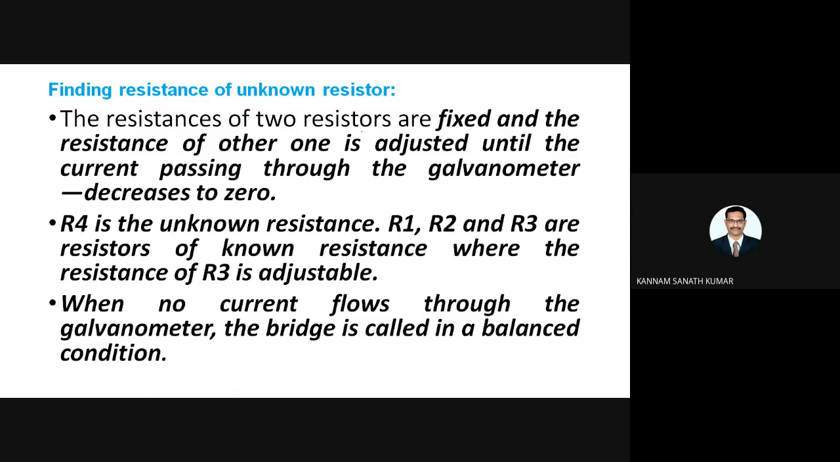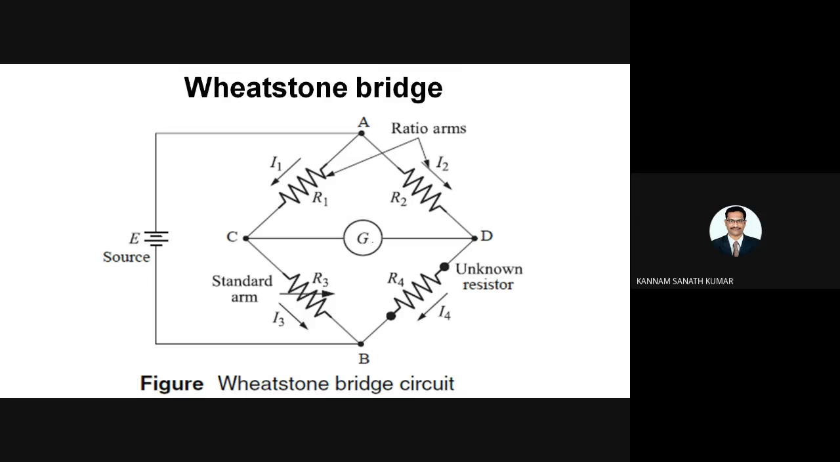So the resistances of two resistors are fixed, and the resistance of one is adjusted until the current passing through the galvanometer decreases to zero. In order to bring the galvanometer to the zero condition, these two resistances are fixed and have some fixed values. This resistance is a variable resistance. We can vary this resistance until the current in the galvanometer becomes zero.